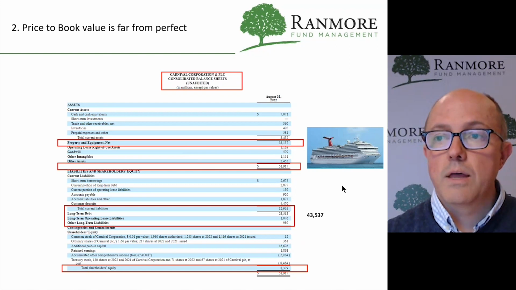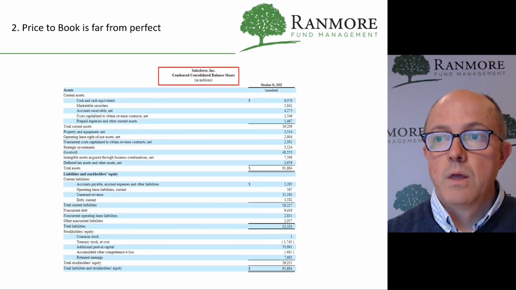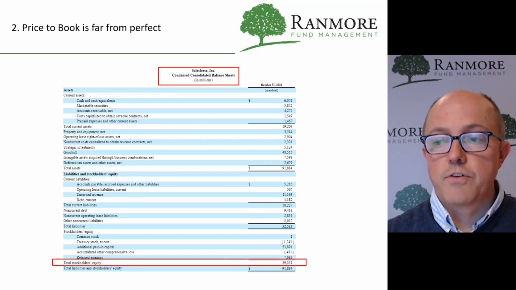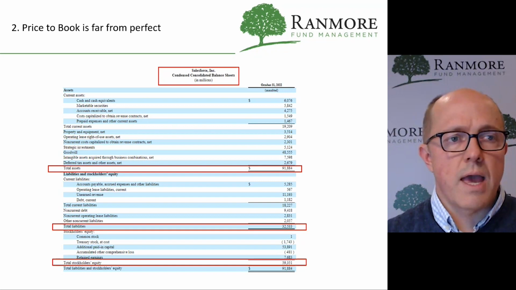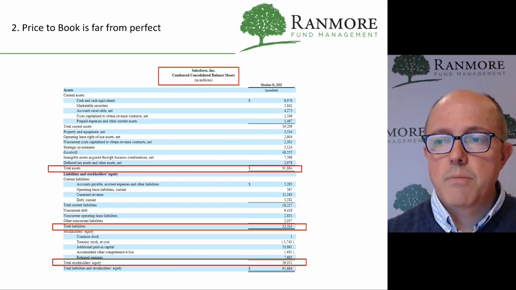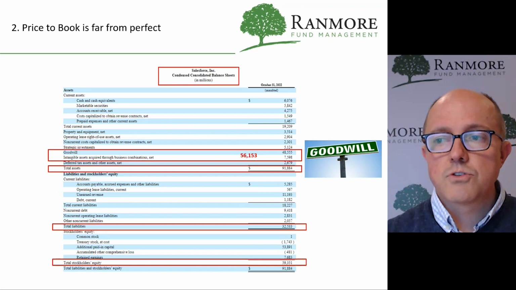All right. And one other example is Salesforce. This is another company that's sitting in some of the value indexes. And what do we have here? 59 billion of book value, which is 92 billion of assets and 32 billion of liabilities. Well, do they have cruise ships? Do they have semi-assembled aircraft? No, most of their assets are goodwill, 56 billion. Good luck trying to sell goodwill.